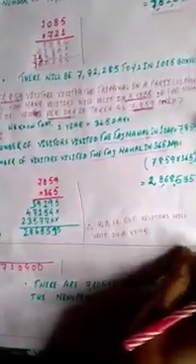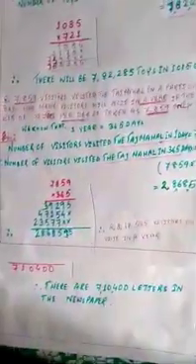Now we'll move to question number 9. Our question number 9 is: what will be the cost of 23 cars if the cost of a car is this much, that means 7,85,250? So the cost of one car is given.